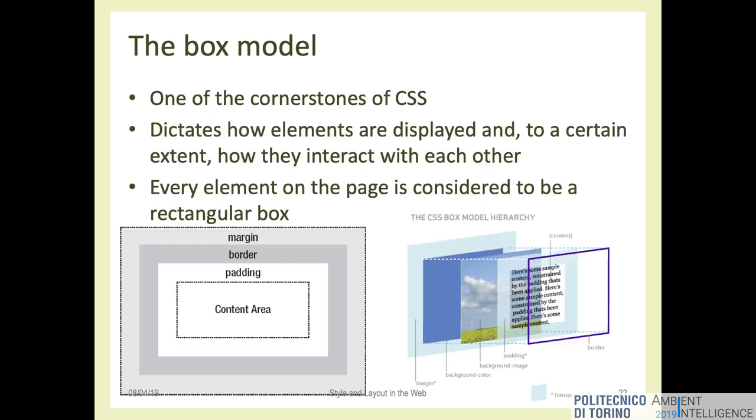Then, around the content area, you have the padding. The padding can be seen as also an internal margin, in the sense that it expands the area of the content, and it maintains, for example, the same color of the content area. So if the content area has a background in red, the padding is an extension of this content area without text, without images, in the same red color.